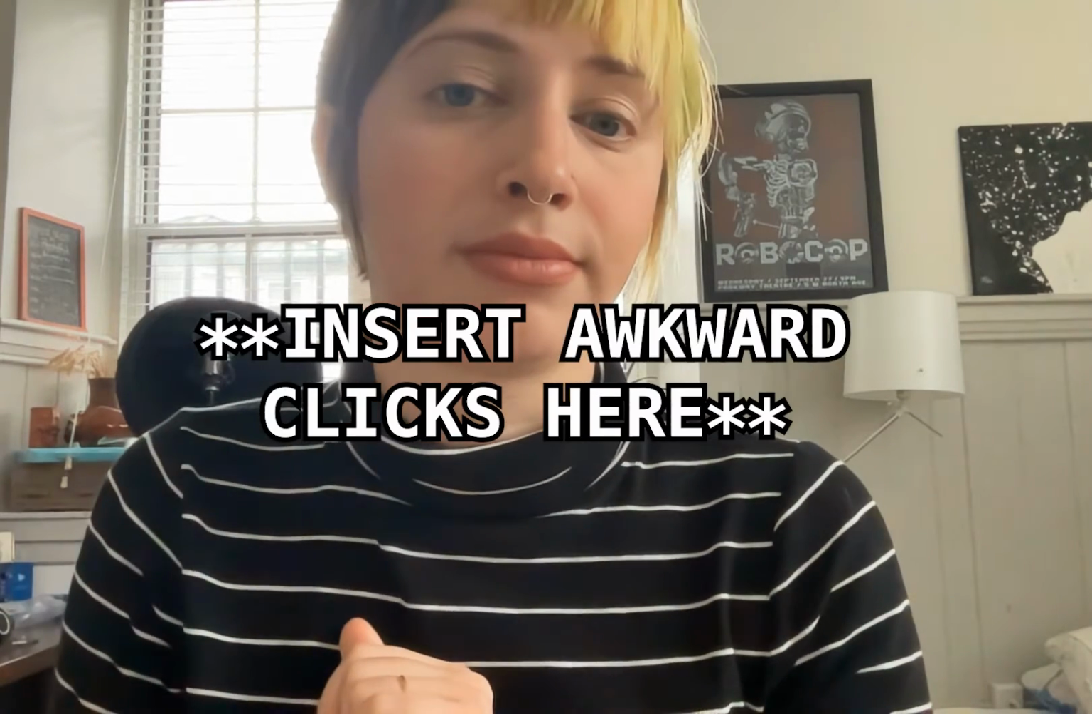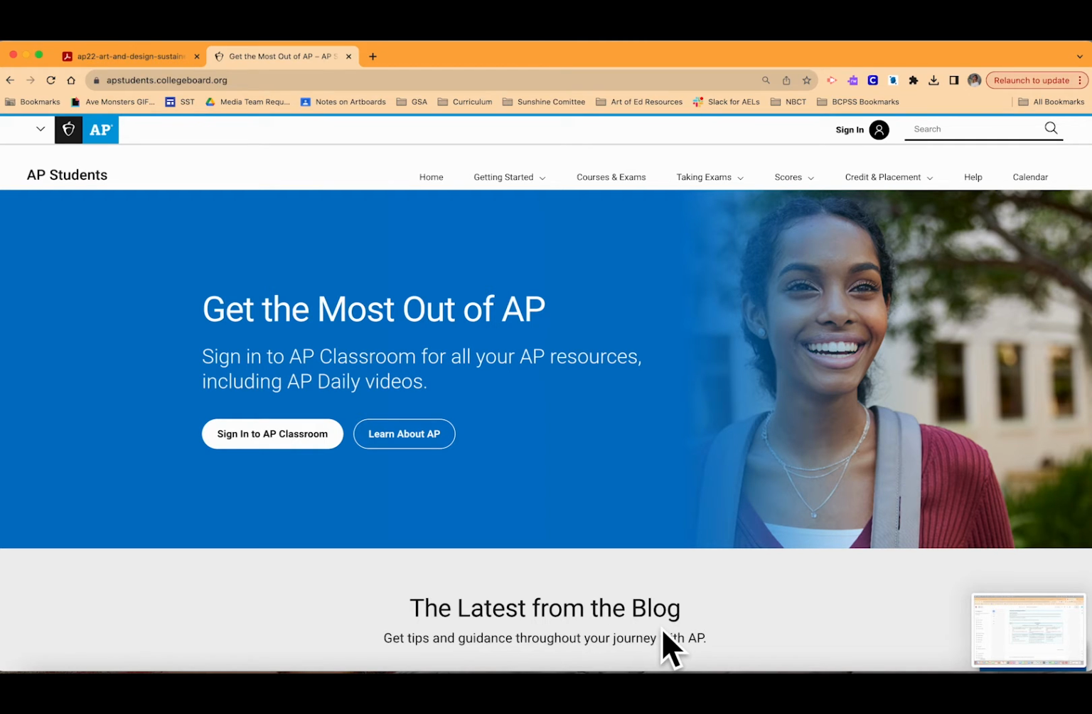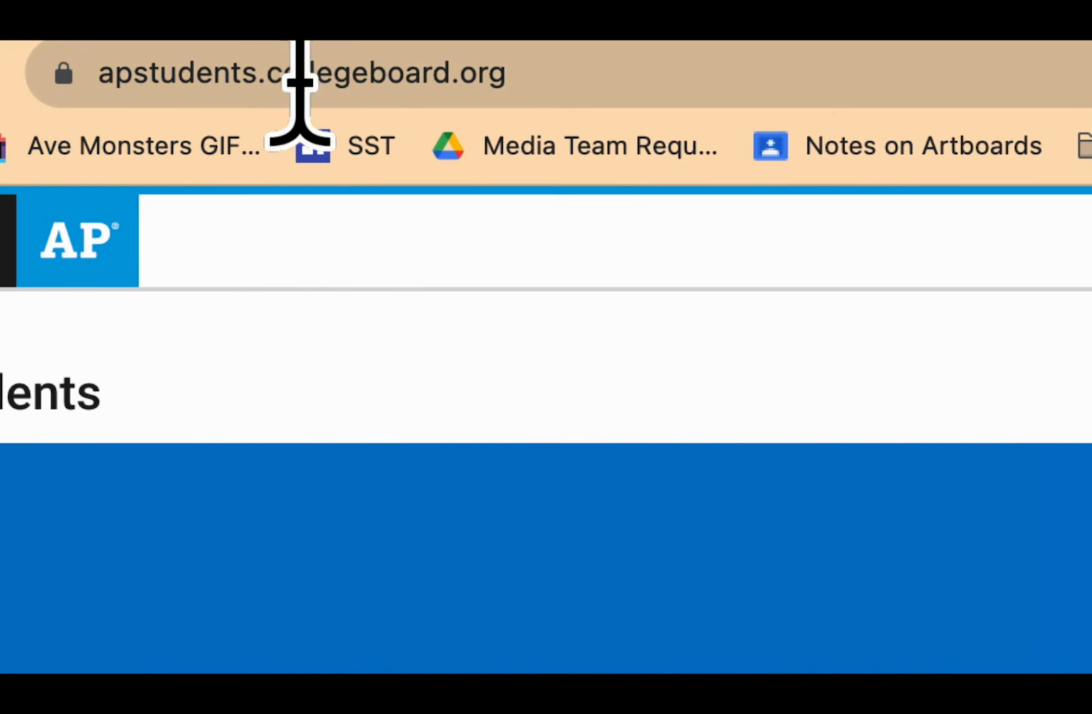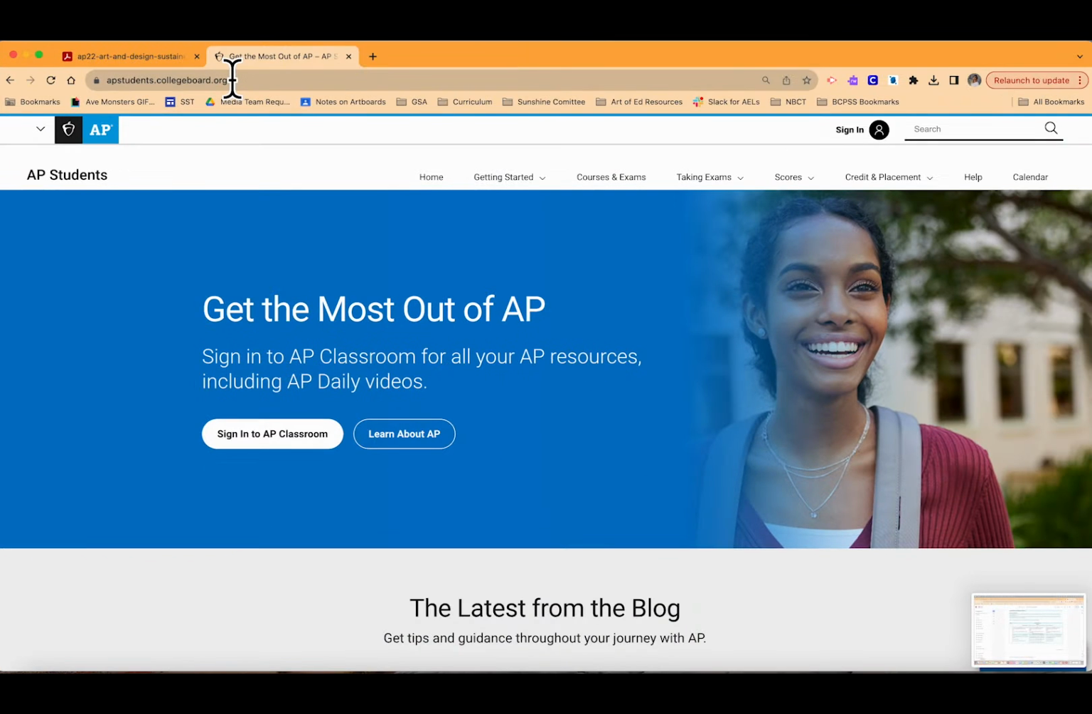The first thing you're going to do today is go to the AP Students website. If you don't know that website, it is apstudents.collegeboard.org. You can go here, and this website will help you a lot with all manner of AP things if you don't know about it. We're not actually going to sign into AP Classroom, but we're going to go to some important guides.